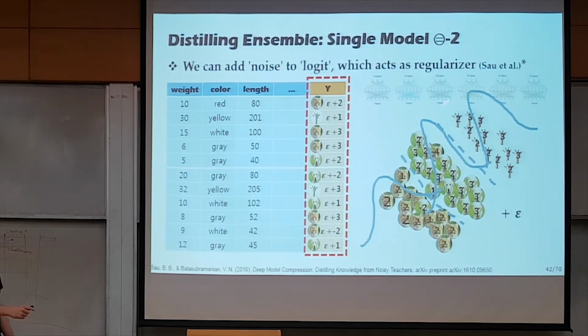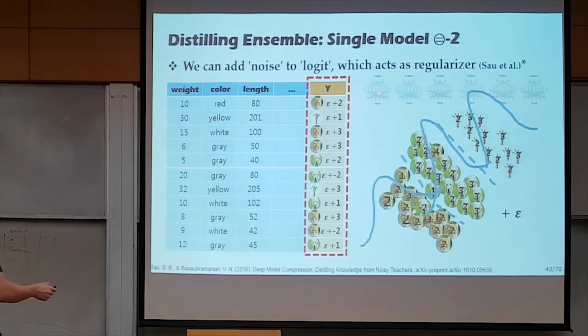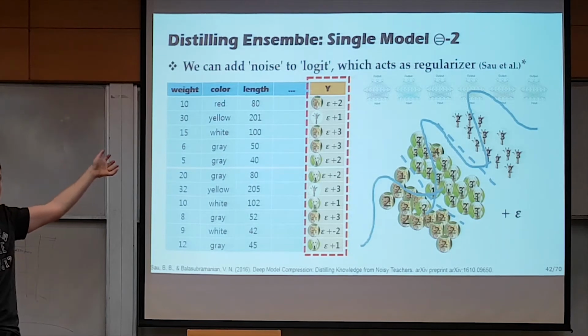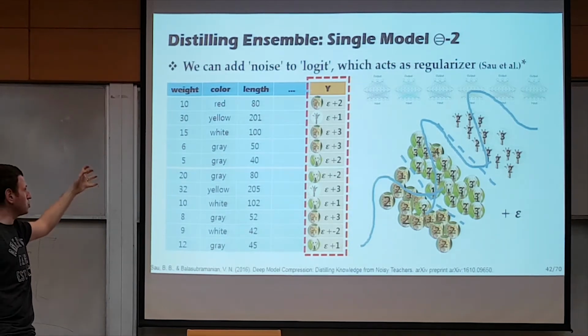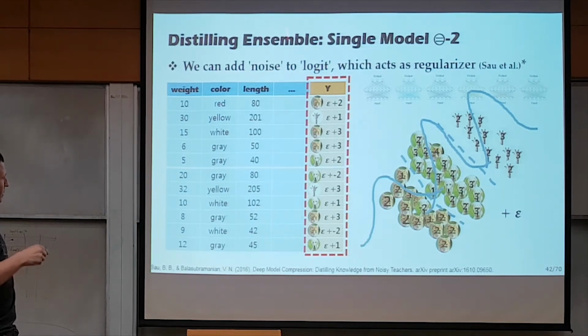Now pay attention to this. We can use a single model, actually, second modification. Here we can add noise to logit, which acts as regularization. Okay? So another work investigated one interesting part: if you take your score, which is what the neural network thinks the class should be, and we add some epsilon, some noise. It will be some Gaussian.